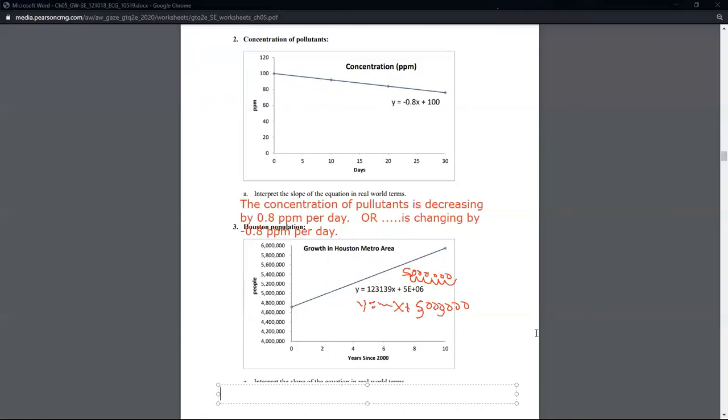So the slope, we're talking about the growth of population. We're talking about the growth of the people, specifically for Houston. So the Houston metro population is changing by, or because it's going up, is increasing by. And then we write the slope, which is that 123,139. And then we do the ratio of the two different units. Well, we're talking about people and we're talking about years. Now, that doesn't just say years, it says years since 2000. That is going to be a very important distinction as we move forward.